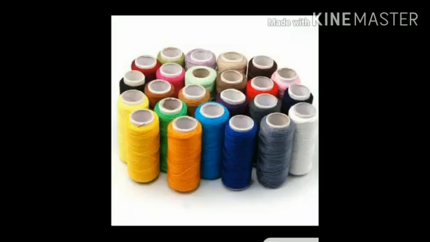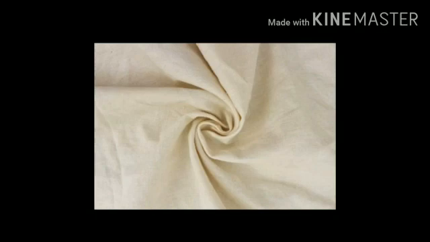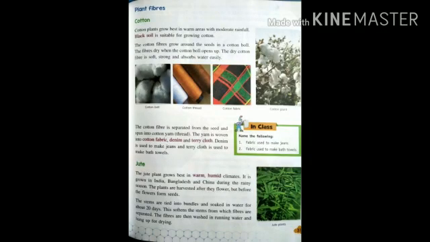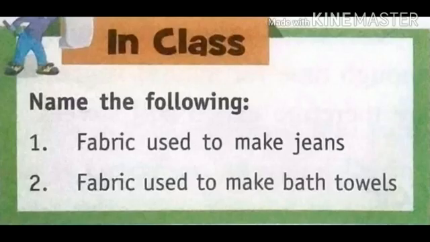Now what have we got from the cotton bolls? We have got cotton fabric, and other fabrics which we get from these are denim fabric and terry cloth fabric. Denim fabric is used to make jeans which we wear, and terry cloth fabric is used to make bath towels. So what are the fabrics which we get from cotton? Denim, terry cloth and cotton. Now with these words you can easily solve this exercise given on page number 31, right?